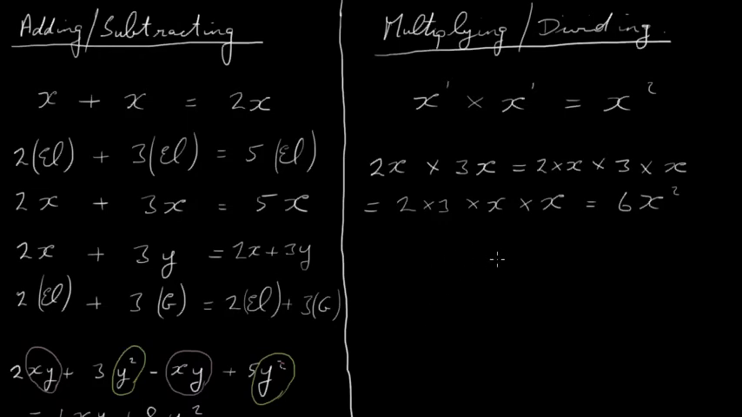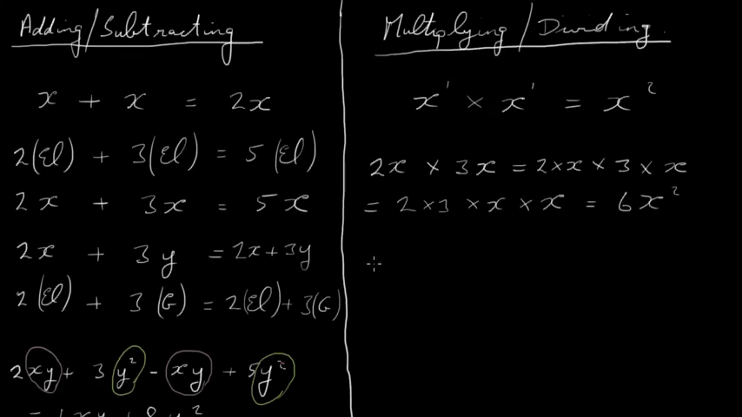So that's a very basic example. You don't have to go through all of this here. You can look at this and say, well, it's all multiplying. So 2 times 3 will give me the 6. X times x will give me the x squared. Just add the powers. So let's have a look at another example.